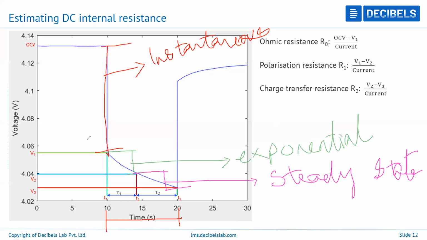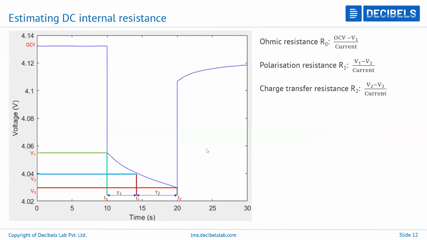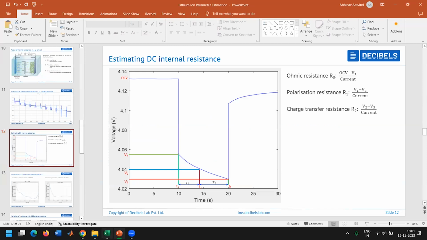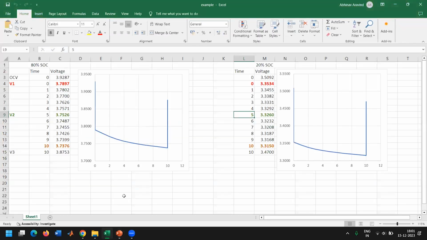Now I will solve a simple example and we will understand how exactly the internal resistance can be estimated in real time as well. So here is my Excel sheet. Vinayak, I suppose you can forward this to the group. Please upload this so that they also can have access to it.